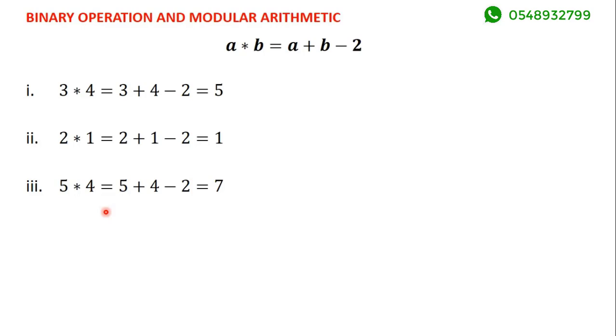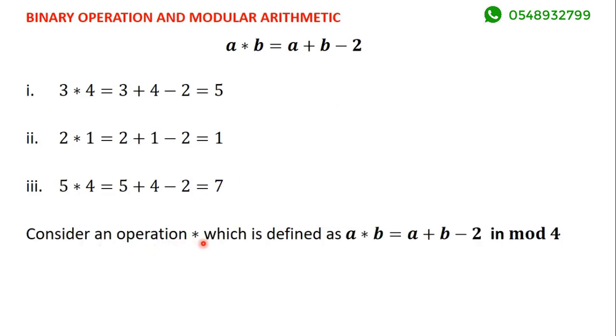Now let's consider something. What if this operation star, which is defined as A star B is equal to A plus B minus 2, is defined in a certain modulus? So for example, consider the operation star, which is defined as A star B is equal to A plus B minus 2 in mod 4. So you can see that this time the definition of star is given to us in mod 4. We can use this definition to evaluate 3 star 4, 2 star 1, and 5 star 4. Let's see how to do that.